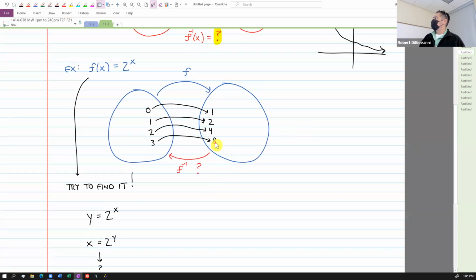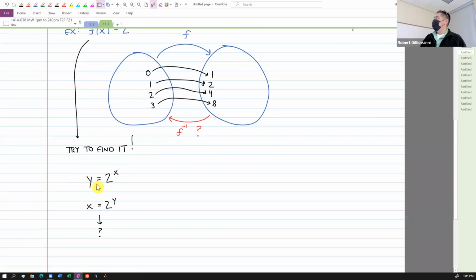What function is going to take 8 back to 3, 4 back to 2, 2 back to 1, and 1 back to 0? So we say, I don't know, right? I don't know what it is, but maybe we can do what we did before. We'll take this, we'll replace the f of x with y, okay? Y equals that. Then we'll switch the x and y's. And now the step here is to solve for y.